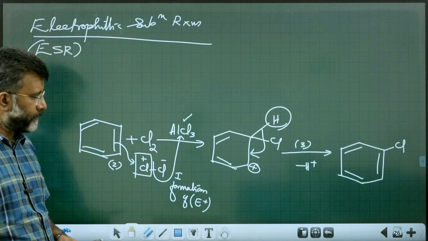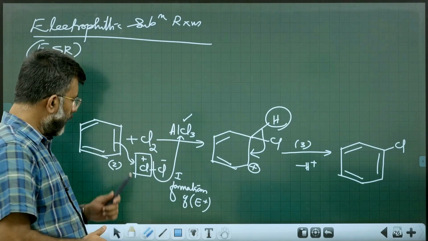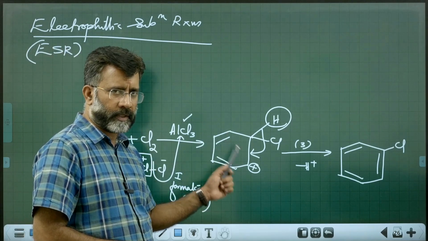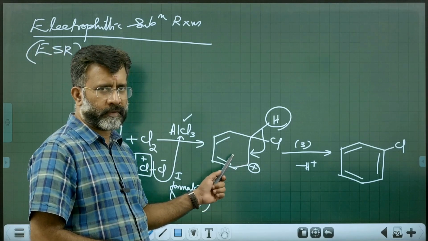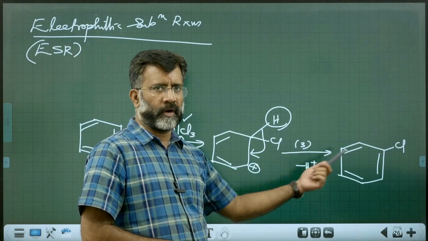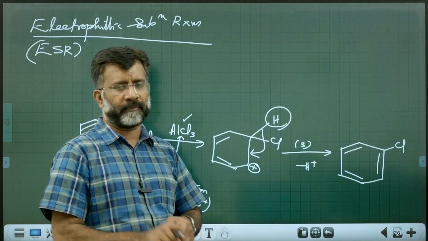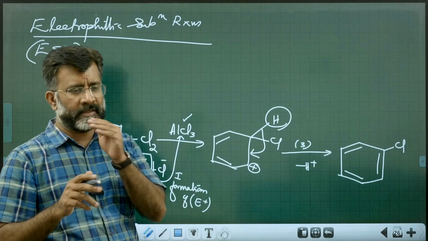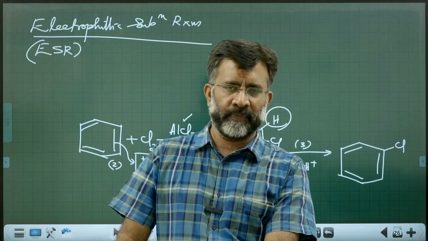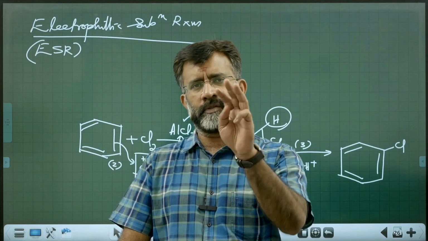I will repeat. Formation of electrophile, step 1. Attack of electrophile by benzene ring giving arenium cation, step 2, which momentarily loses aromaticity. And now the deprotonation, removal of proton, reinstating the aromaticity in the ring, giving chlorobenzene. This is the electrophilic substitution reaction of benzene. Every electrophilic substitution reaction of benzene involves these 3 steps.